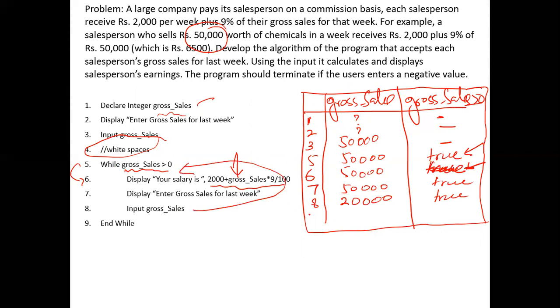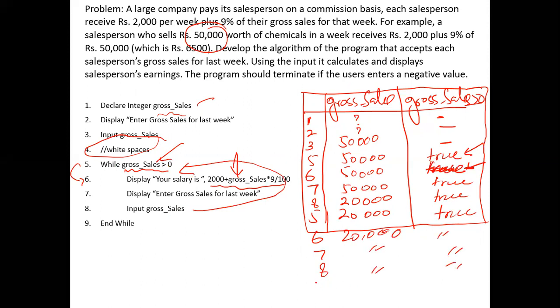So from statement number 8, we'll again go to number 5. Remember, now the value of the gross sales is 20,000, and we will evaluate this expression again. So again, the value of this expression is going to say true. So we will go and do all of these statements again. After 5, we'll do 6, we'll do 7, and we will do 8. We will repeat all of these, and these values are going to stay the same.